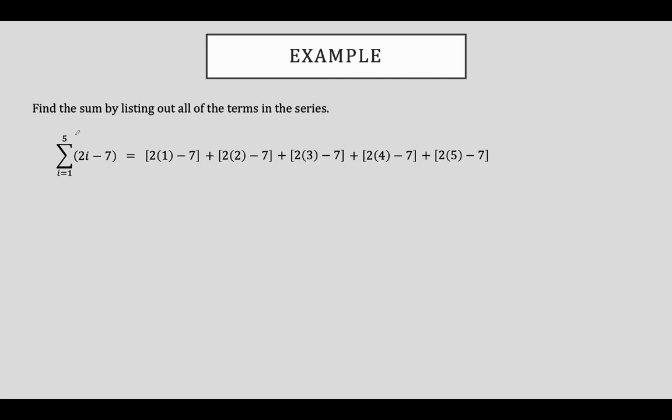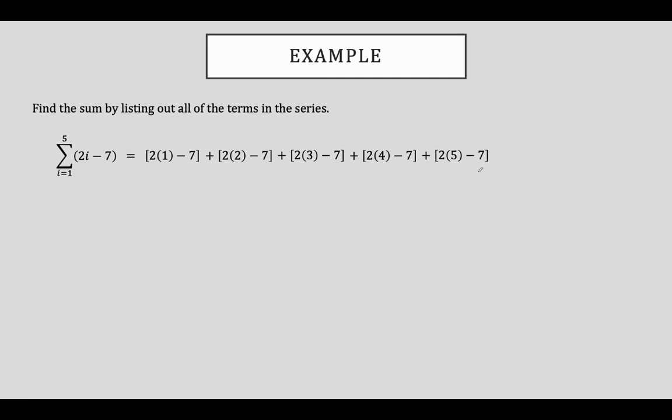Now notice, in this particular case, 5 is the upper limit of the summation. That tells me where I stop. 1 was the first value I plugged in. I plug in every other integer until I get to 5. The upper limit tells me that's going to give me the last term. So 2 times 5 minus 7 is the last term in the sum.